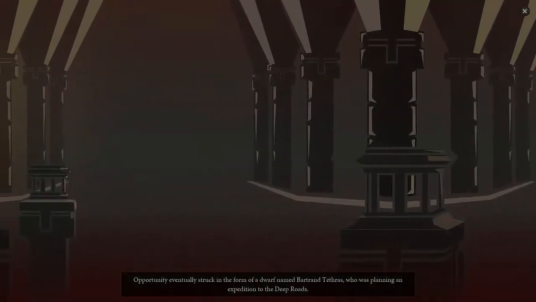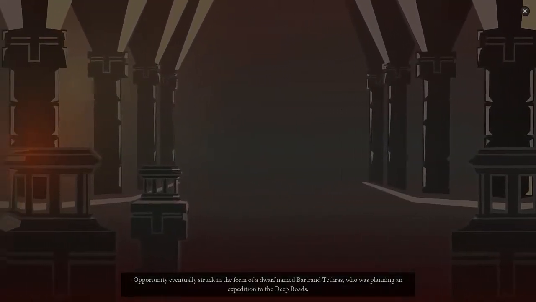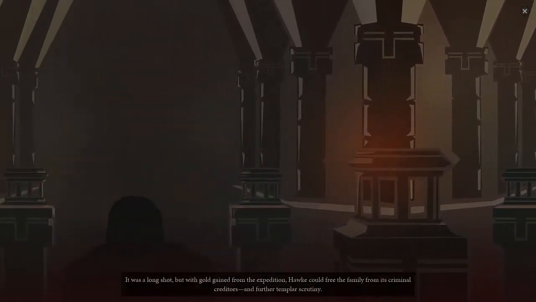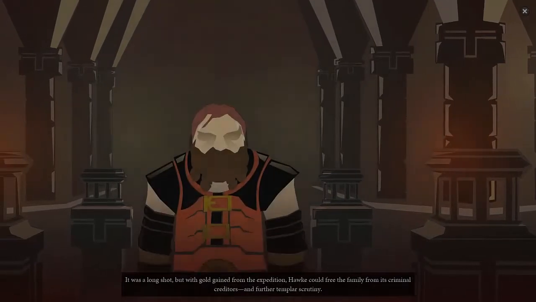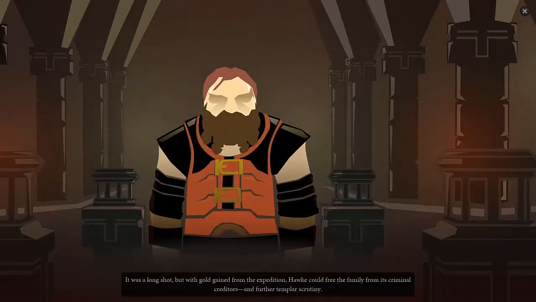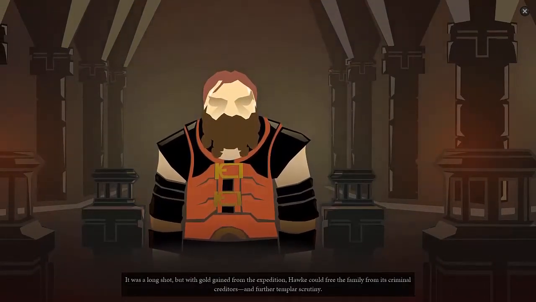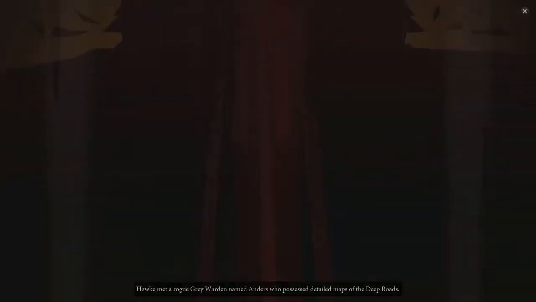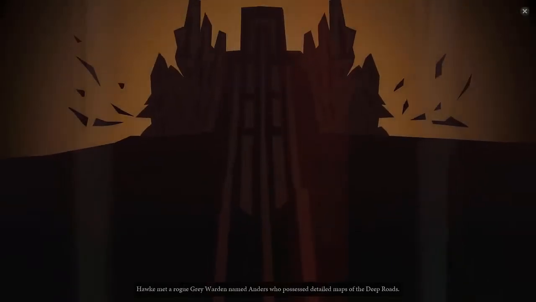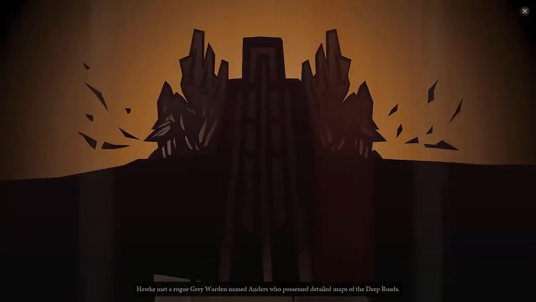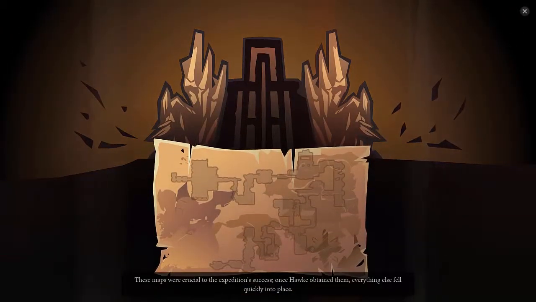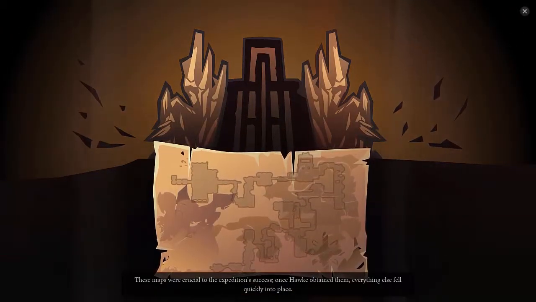Opportunity eventually struck in the form of a dwarf named Bartrand Tethras, who was planning an expedition to the Deep Roads. It was a long shot, but with gold gained from the expedition, Hawke could free the family from its criminal creditors and further Templar scrutiny. Hawke met a rogue Grey Warden named Anders, who possessed detailed maps of the Deep Roads. These maps were crucial to the expedition's success. Once Hawke obtained them, everything else fell quickly into place.